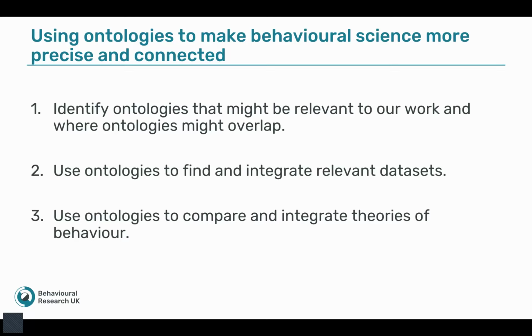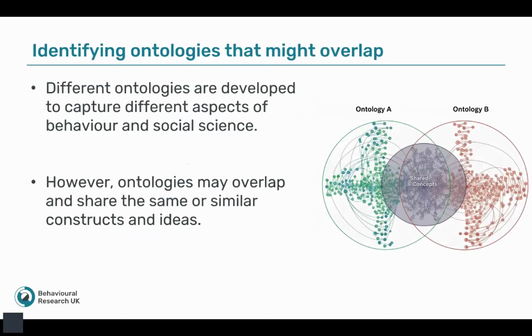So first of all, how can we identify ontologies that might be relevant to our work and identify where ontologies might overlap? Second, how can we use ontologies to help us find relevant data sets and then integrate these data sets when needed? And finally, how can we use ontologies to compare and integrate theories of behaviour and behaviour change? And we think these strands of work really align with the core foundations of behavioural science, so our constructs, our data and our theories. Next slide, please.